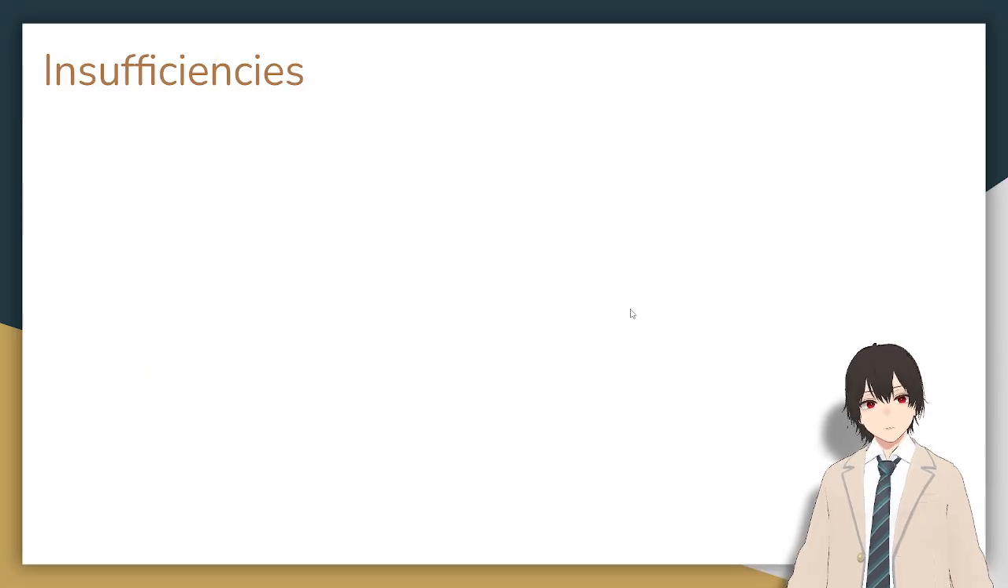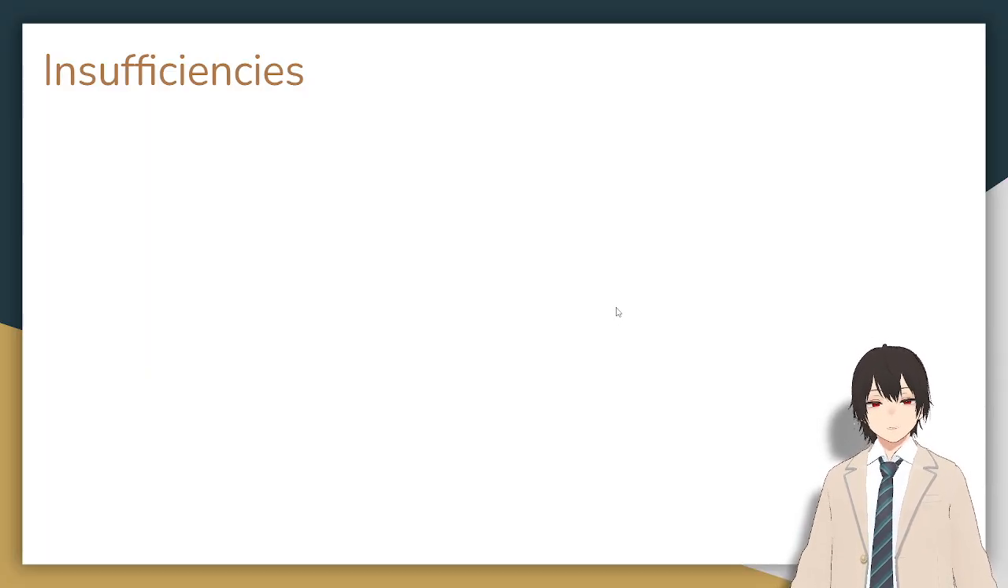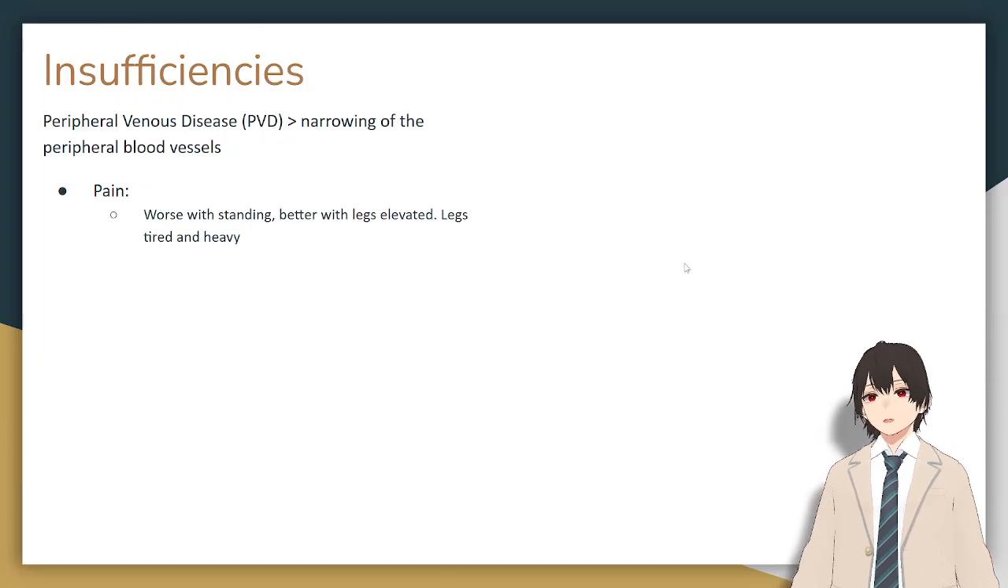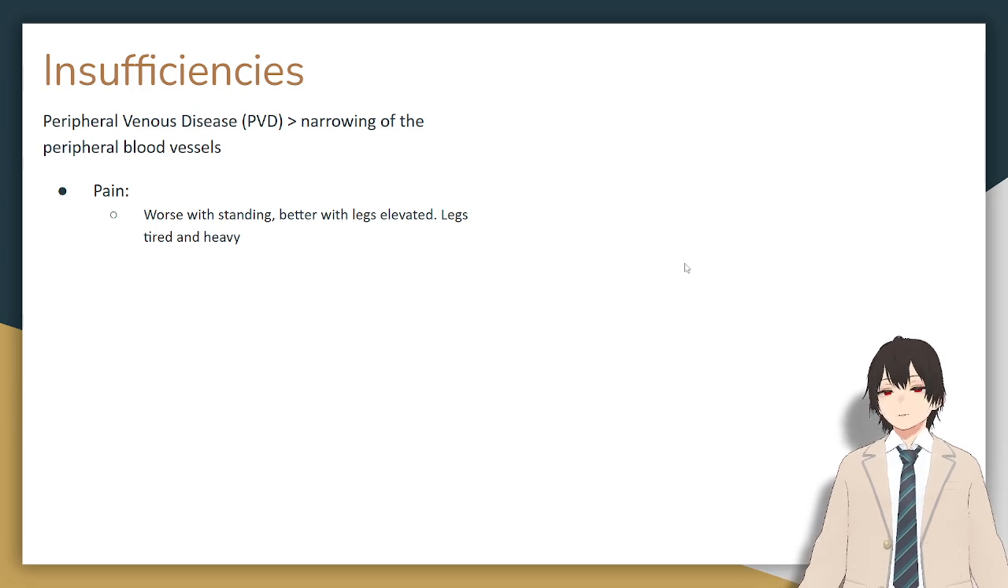All right, insufficiencies. So we're going to be talking about peripheral vascular disease, which we kind of talked about earlier, and peripheral arterial disease, PVD versus PAD, okay? So we're going to start off with PVD. The pain, it's worse with standing, better when the legs are elevated.